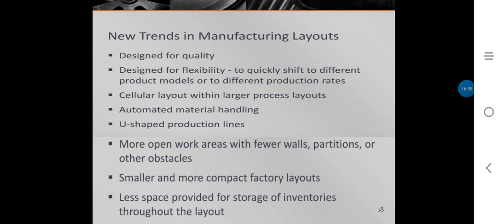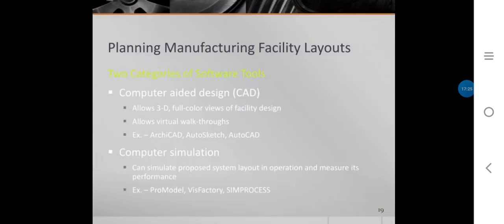Previously, production organizations used the I-line, capital I-shaped production lines, but currently they are using the U-shaped production line because of more open work areas with fewer walls, partitions, or other obstacles. Using the U-shaped production line, we can also minimize our costs. Smaller and more compact factory layouts, with less space provided for storage of inventories throughout the layout.